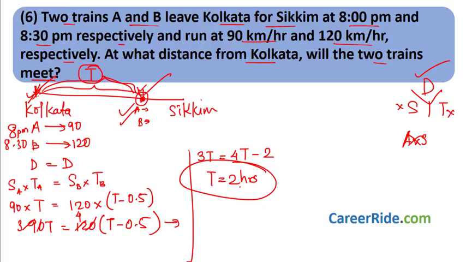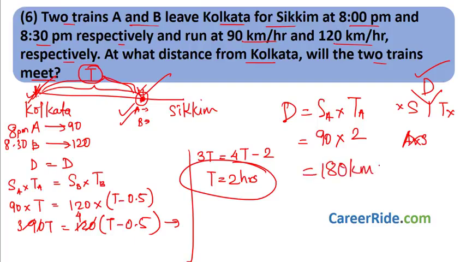So now over here we have to find the distance from Kolkata where they meet. So how much distance is traveled by A in 2 hours? Distance would be speed of A into time of A. Speed of A is 90 kilometers per hour. Time traveled by A is 2 hours. So 180 kilometers. So distance is 180 kilometers. So this point is 180 kilometers from Kolkata. So from Kolkata at 180 kilometers, both the trains meet each other.